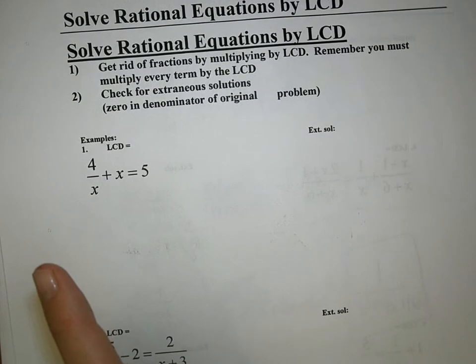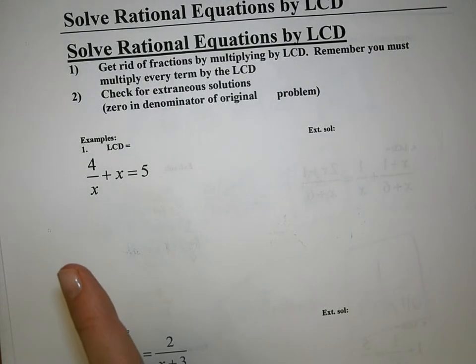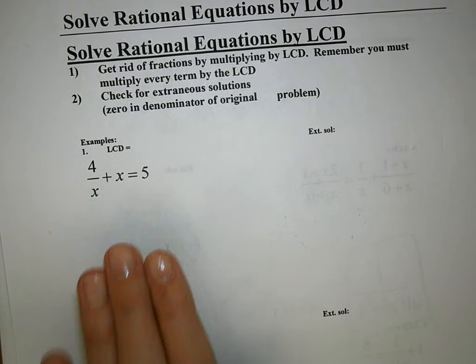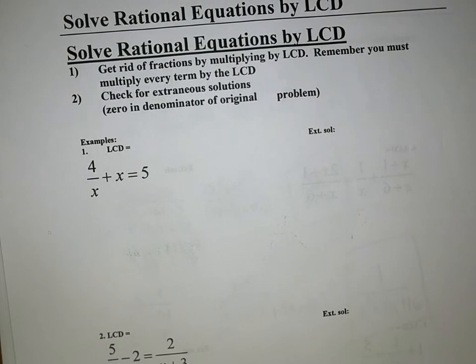When we were doing 7.2, we couldn't get rid of the fractions because why? There was no equal sign. You were only simplifying. Here we are not simplifying, we're actually solving. When there's an equal sign, you can get rid of fractions.